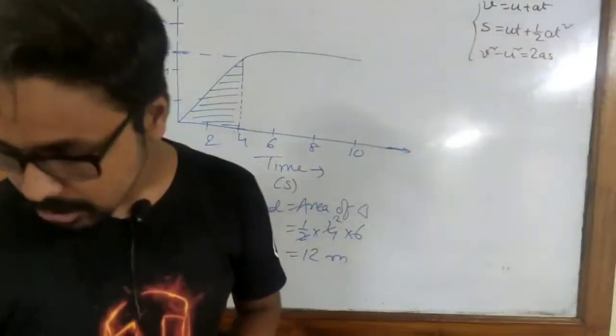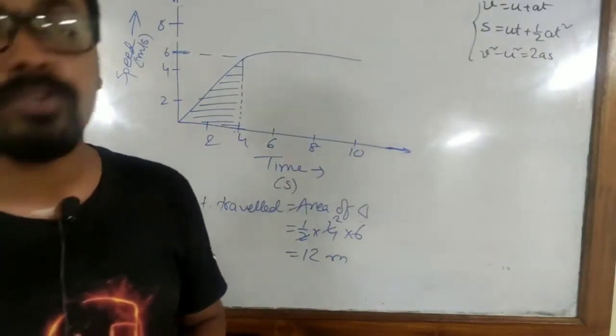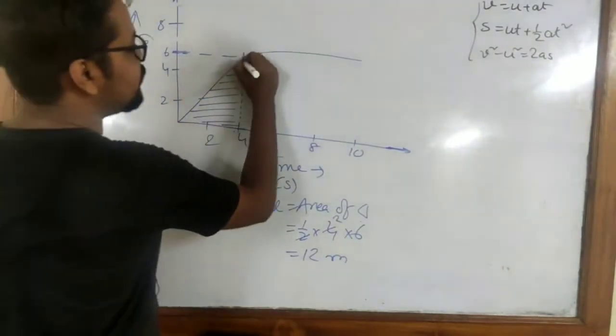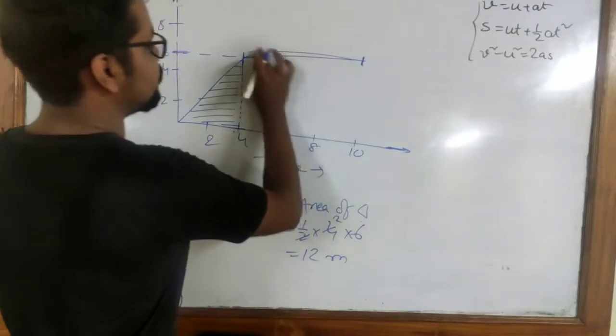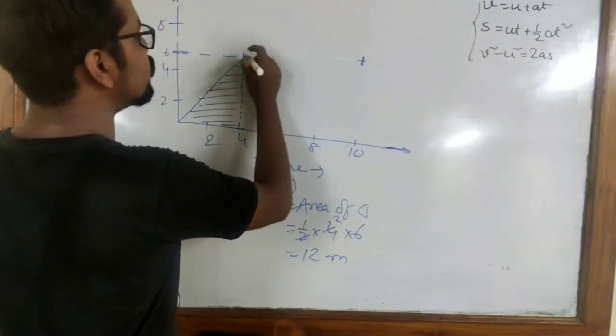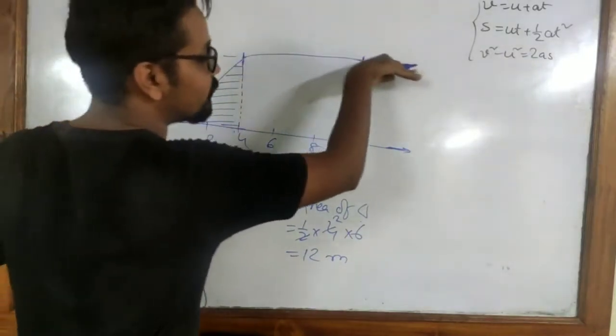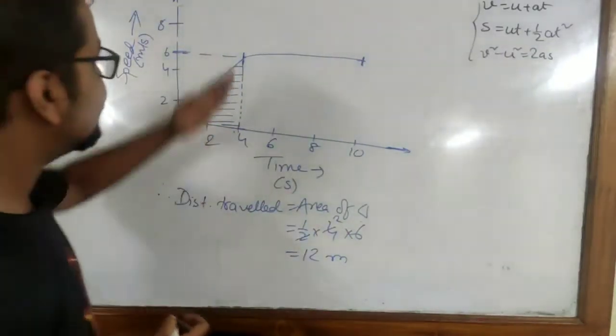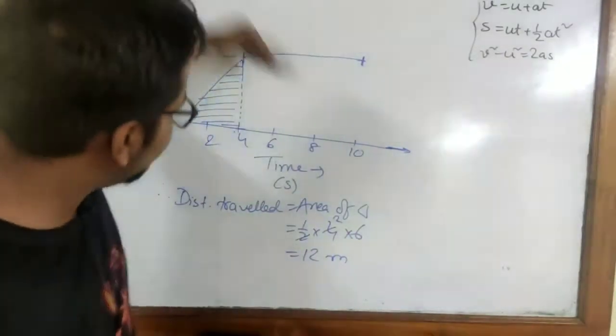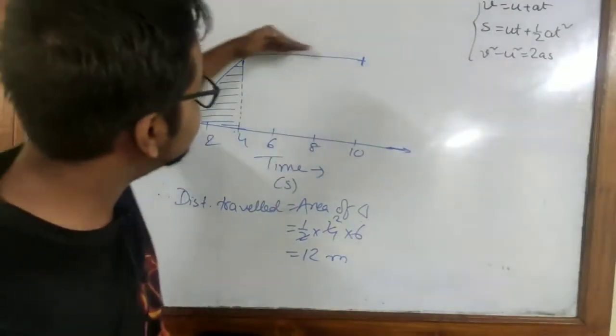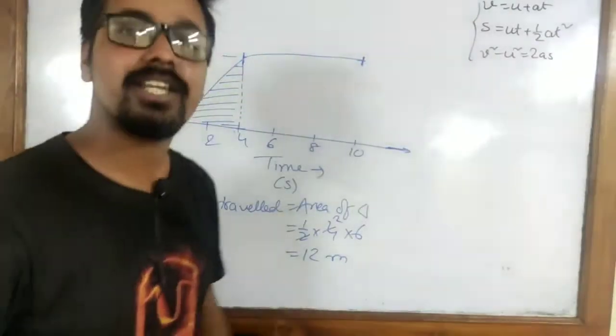What is the second part? Which part of the graph represents uniform motion? The part from this position till the end. Why does it say uniform motion? Because here we can see that the graph has become straight. Straight means the speed is not increasing anymore, and not decreasing anymore, it is the same speed. Same speed means uniform motion.